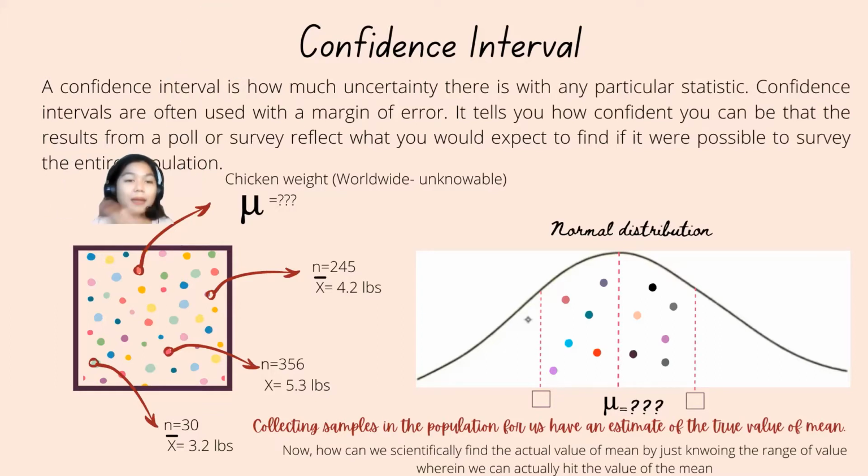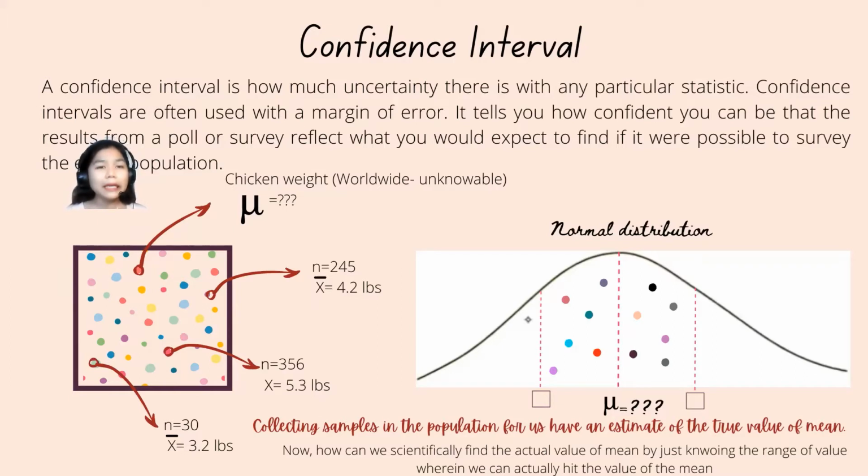Kunwari, ito yung entire population represented by the dots inside the square. Population ng ano? Ng mga manok. Okay, example lang po manok po yan. So, the chicken weight worldwide, okay, worldwide, ito po yung mundo, yung box po, ito po yung earth, yung mga dots po, yun po yung mga manok. So, we are going to get the mean of the chicken weight.